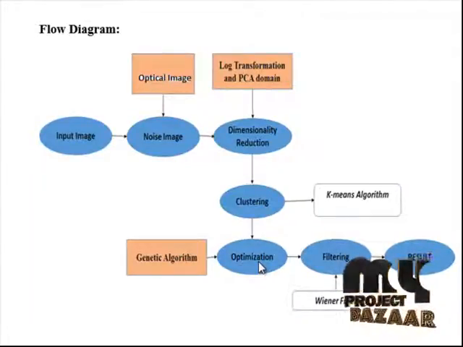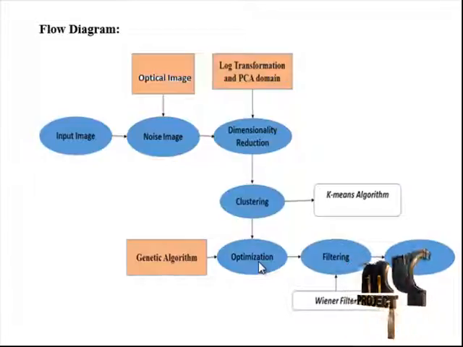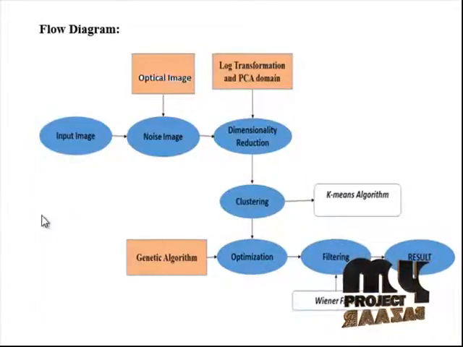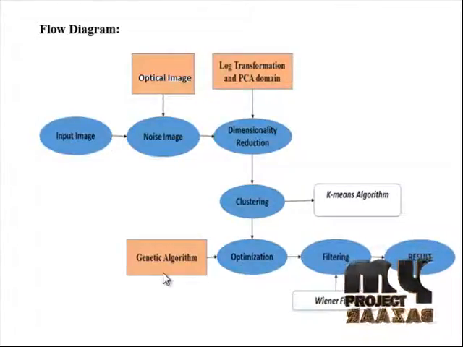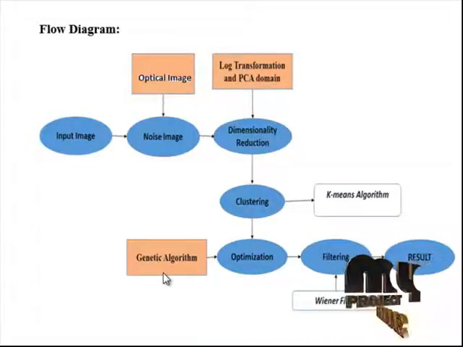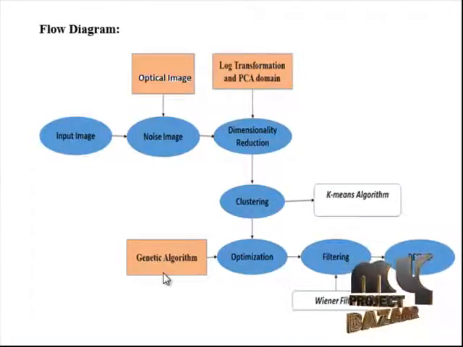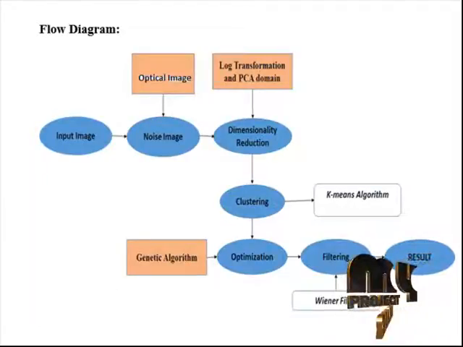Generate a random population of n chromosomes, evaluate the fitness of each chromosome, and create a new population by repeating the following steps until the new population is complete. Select parent chromosomes from a population according to their fitness. Next, with a crossover probability, crossover the parents to form new offspring.